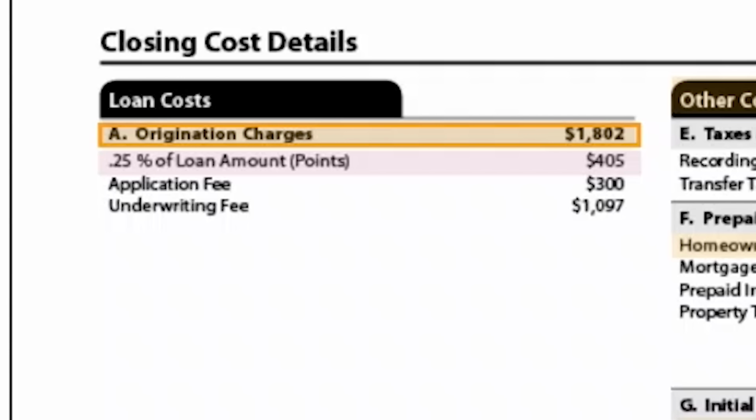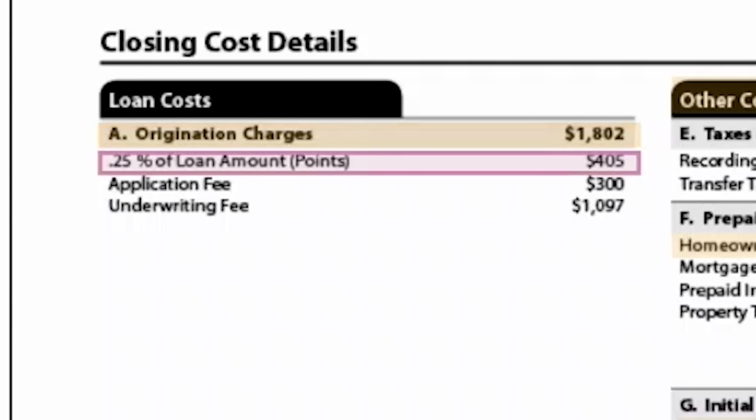The origination charge, some lenders charge them, some don't. The origination charge is what they charge their fee. And then you'll see 0.25% of loan amount points. That's if you voluntarily choose to pay extra money to get a lower interest rate. That'll show points. There's an application fee and underwriting fee with this lender. What you need to know is it doesn't matter what they call the fee. Section A are the total lender fees.